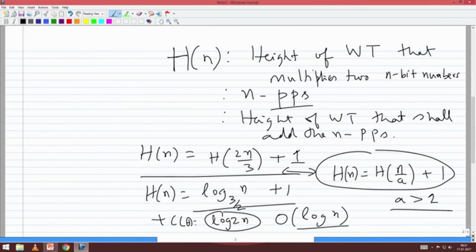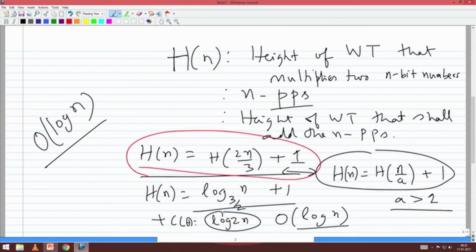So the total complexity of multiplication is also order log n. Right, it is all some constant times log n. Okay. Are you able to follow? Now coming to his question, how did I get this equation?